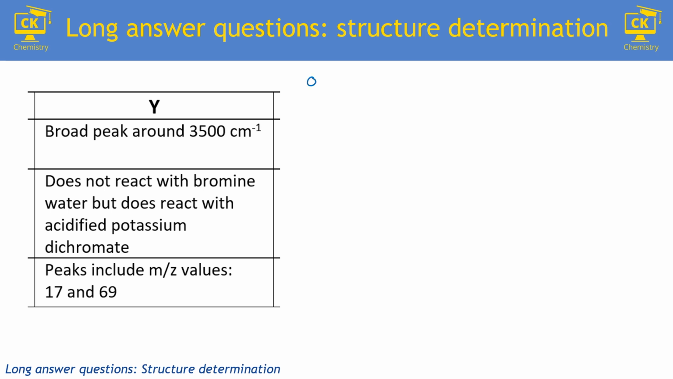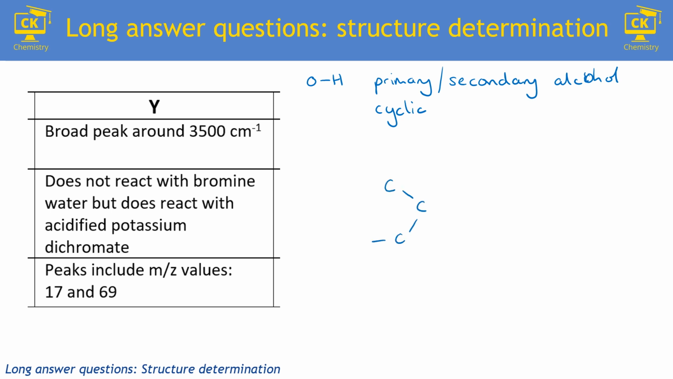Let's remind ourselves what we already know about it. We know it contains an OH group, and that OH is part of a primary or a secondary alcohol. We also know that the compound is cyclic, because it contains 2 fewer hydrogens than we'd expect from fully saturated, but there's no C double bond C and no C double bond O. So the simplest thing that we can do is draw just a ring and include all 5 carbons.